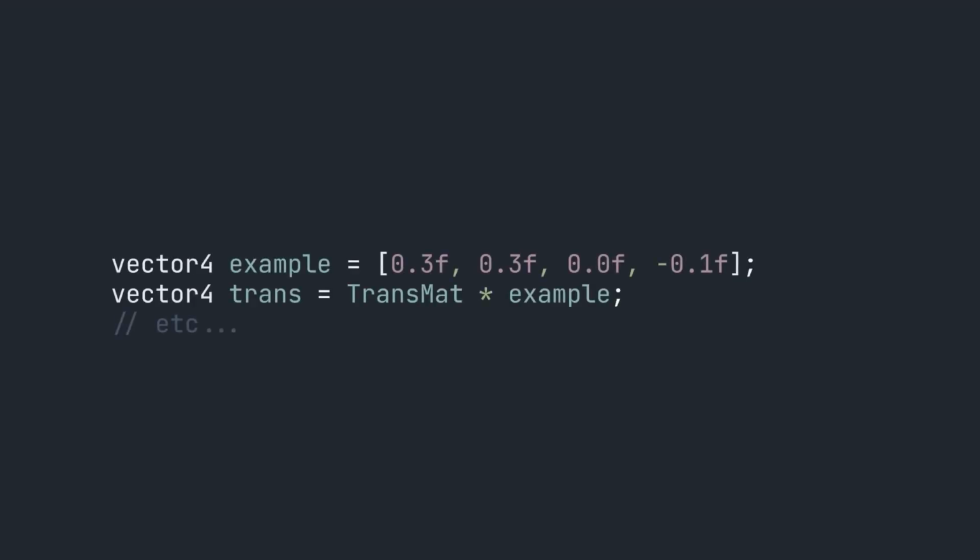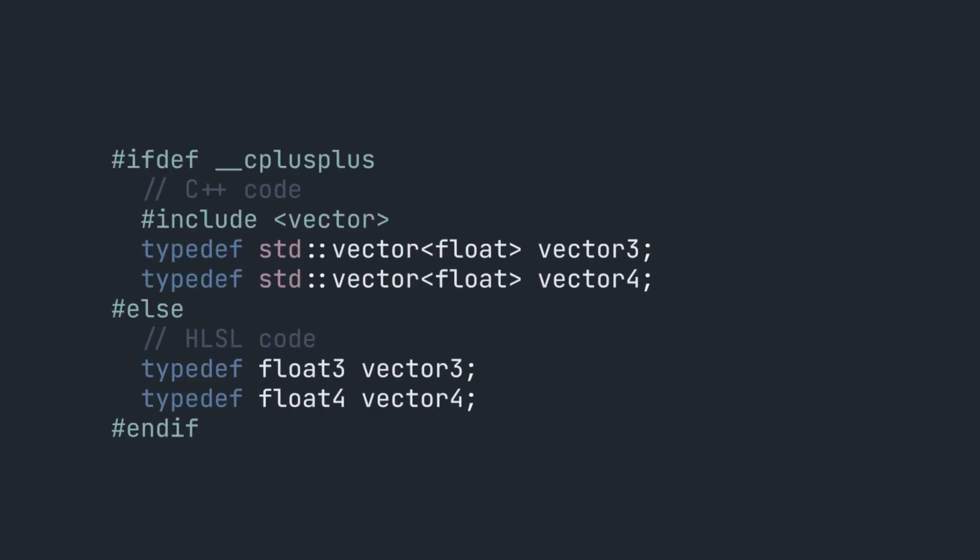For example, you can have a function in the header file that does something with a vector4, but if vector4 isn't a thing, which it isn't in HLSL, you can use __C++ and then in the else you can specify what it's called in the shader. So in HLSL, a vector3 is a float3 instead.